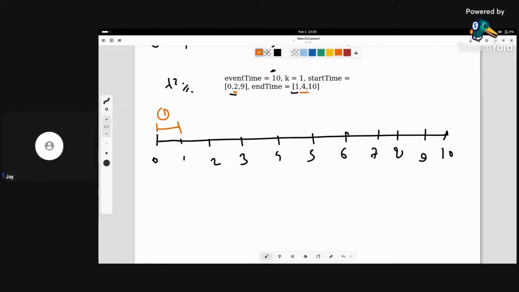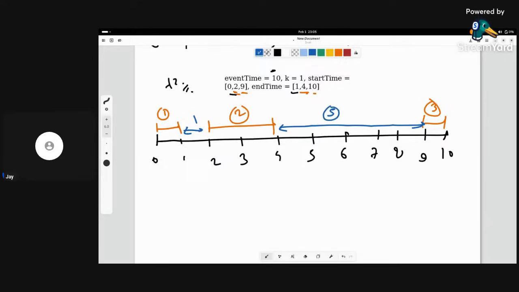The second meeting was between 2 to 4, so it started at 2, ended at 4. And the last meeting was between 9 to 10. So this was your third meeting. And your free slots, if you look at it, you have a free slot of size 1 over here, and you have a free slot of size 1, 2, 3, 4, and 5 over here.